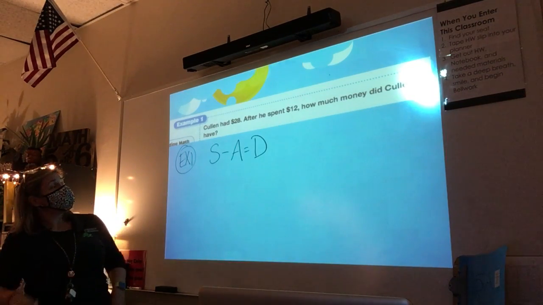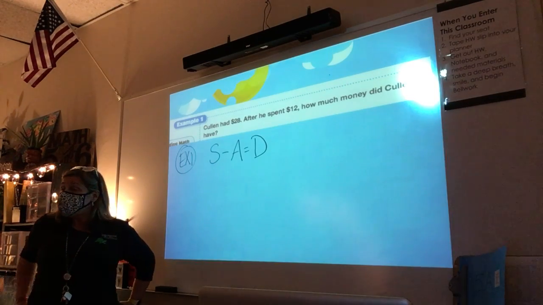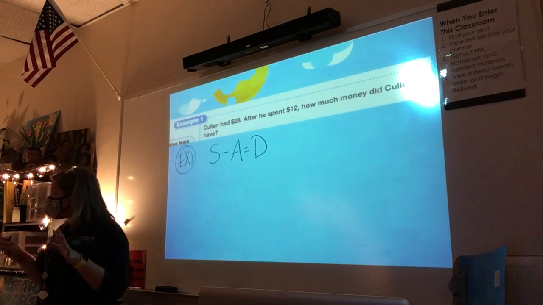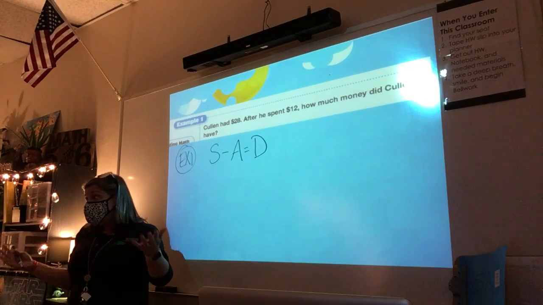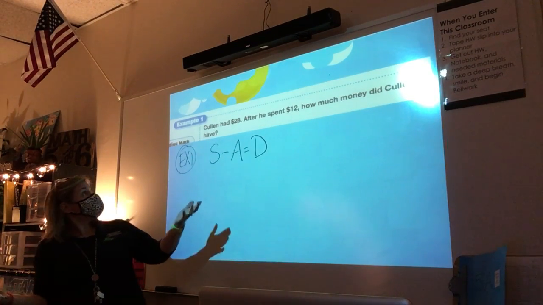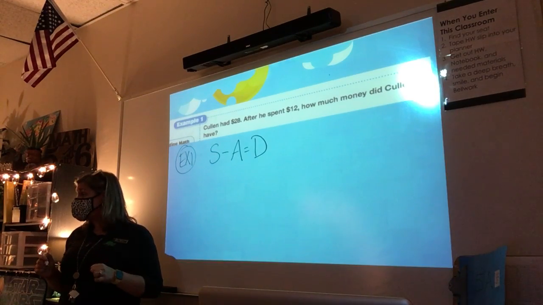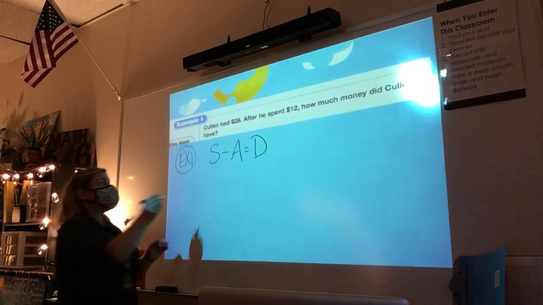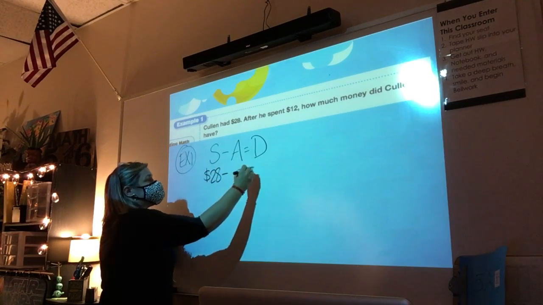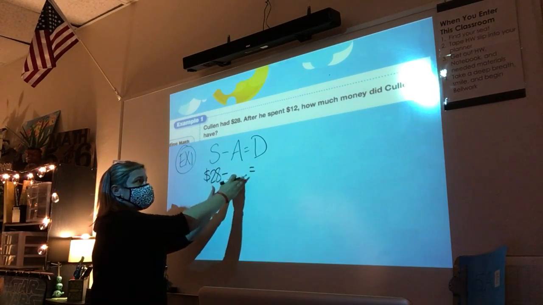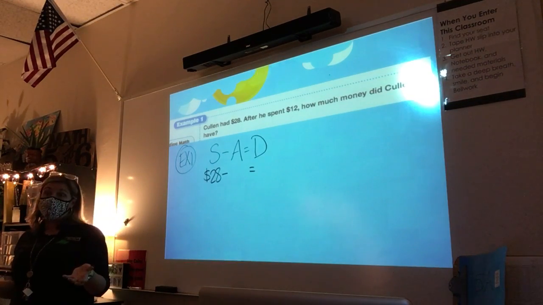Put your hand down and write this down. This is example 1. We have the starting amount, what went away, and then the difference. The easiest one to find is the starting amount in this case. Do we know the starting amount, how much Cullen started with? Chesley? Yes, how much did he start with? $28. Yes, he started with $28. Now we need to figure out how much went away and then what was the difference. Do we know how much went away?